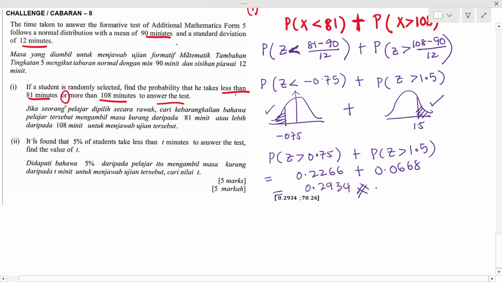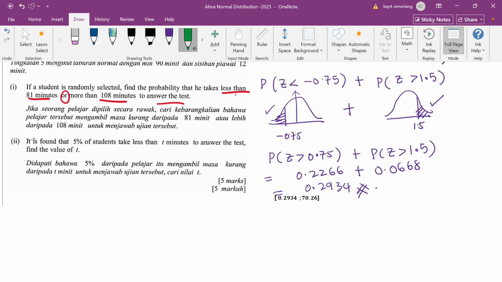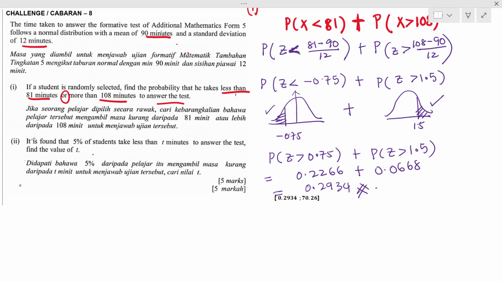Okay, so part 1 done. Let me move on. Part 2. It is found that 5% probability, 0.05, of students take less than t minutes to answer the test. Find the value of t. Very simple. Probability is given. Definitely you need to find your z.